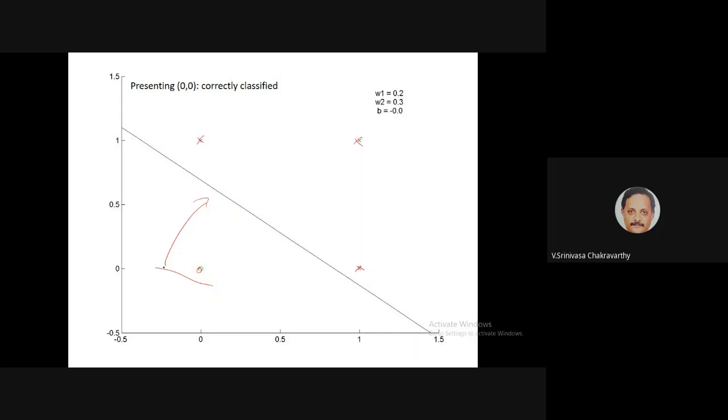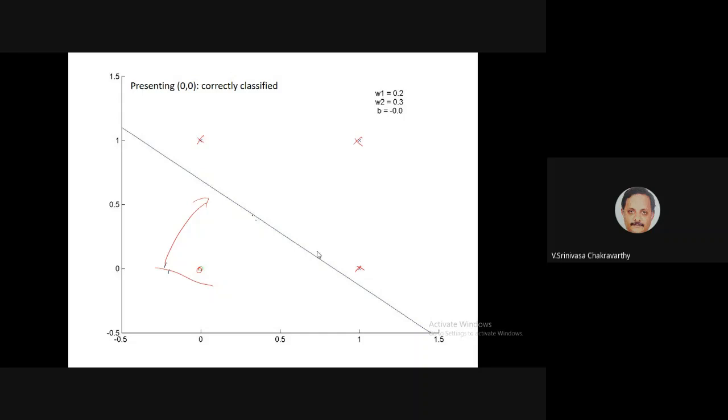With these new weights, the weights have jumped to these new values, 0.2, 0.3, and minus, okay, 0. For these values, the separating line has jumped to this level. And you see that from this point on, the 0, 0 point is on one side and the other 3 points on the other side. So it's a proper separation. And you can verify that easily.